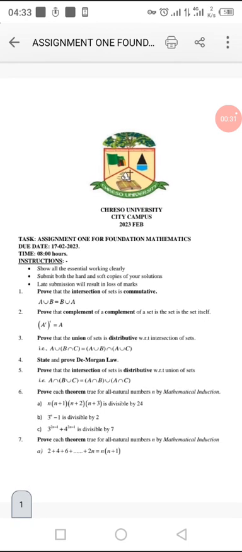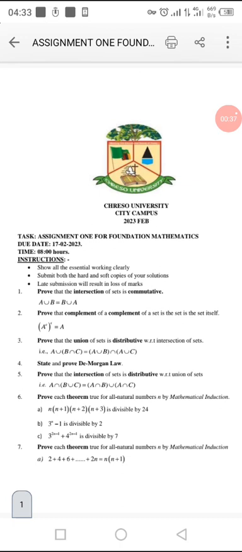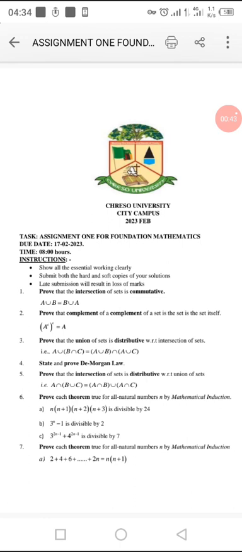Okay, so my main question here is about mathematical induction. If you see question 6, that is question 6: n(n+1)(n+2)(n+3) is divisible by 24.